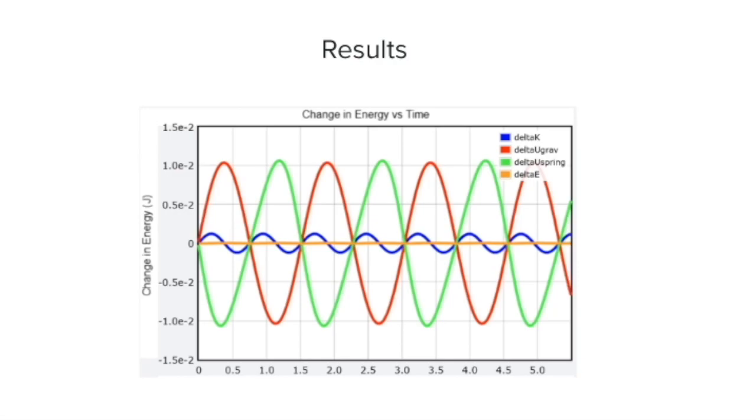So here are my results. They're in the change in energy versus time graph, and we can see two almost identical but opposite sinusoidal curves for the change in gravitational potential energy and the spring potential energy, and they alternate with each other. And also a much smaller sinusoidal kinetic energy curve and a completely horizontal change in energy. So it means that there was no change in energy at all.